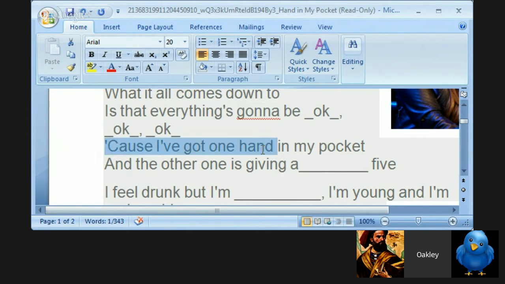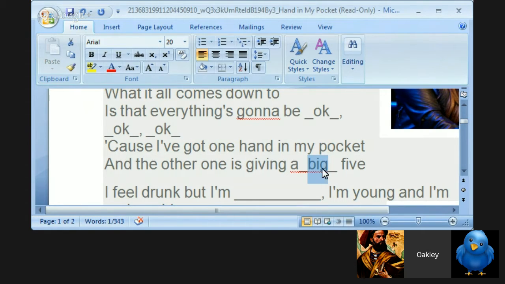Interesting neckline here. Because I've got one hand in my pocket and the other one is giving a big five. What's a big five? Okay, giving a big five. Well, I think you've definitely noted, first of all, because we have the article a, and five here is a noun, that this blank in the middle most certainly has to be an adjective. So, a big five, okay.